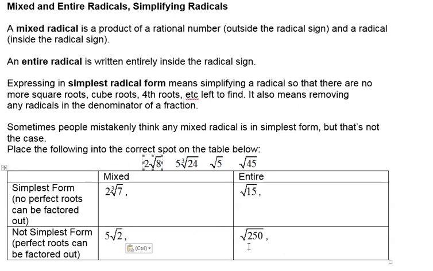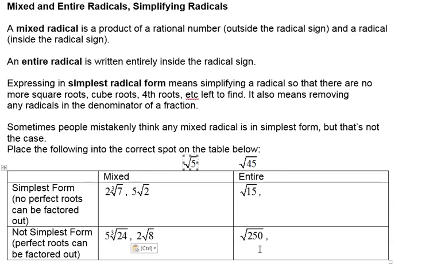2 root 8, another mixed one. This time, though, 8 has factors of 4 and 2. 4 is a perfect square, so it is not in simplest form. And I see this one here, I said it was in simplest form, but I put it into the wrong spot. So we can't factor anything out of the 2, so it should be in simplest form. 5 root 24, another mixed one. Cube root of 24, so we're looking for perfect cubes that can come out of 24 as a factor, and 8 is a perfect cube that can come out of 24, so it is not in simplest form.